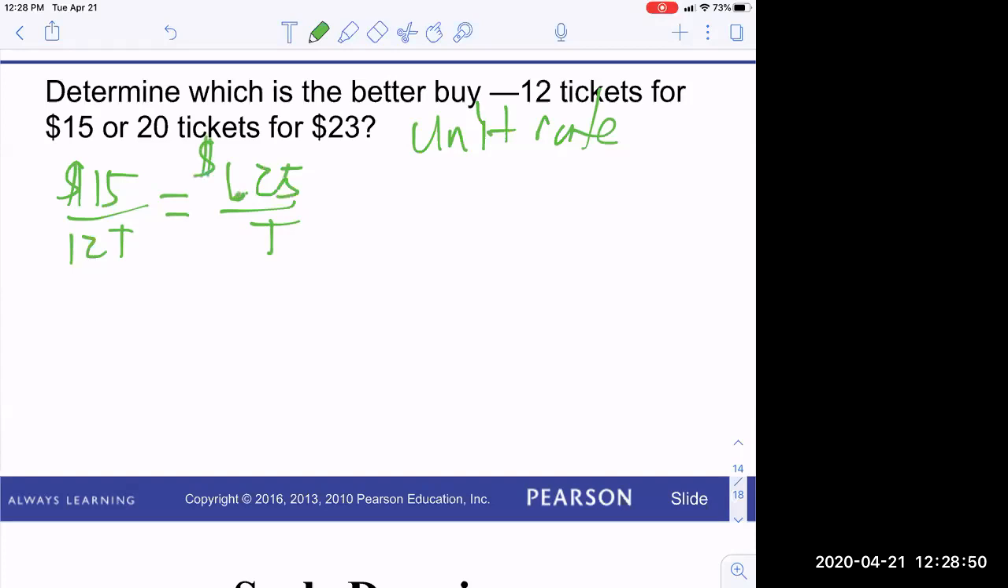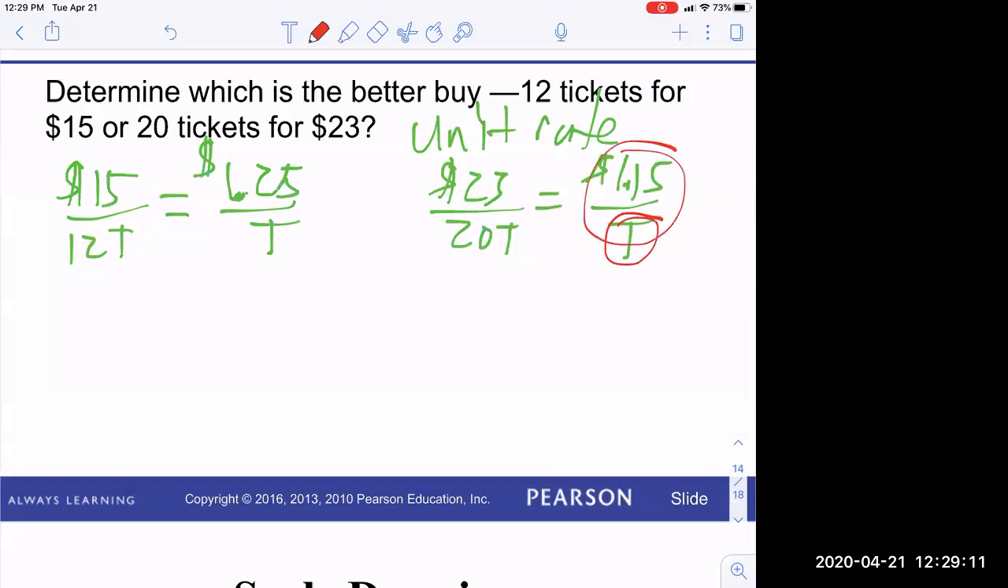Do the same thing here. I've got $23 for 20 tickets. Divide 23 by 20. I've got $1.15 per ticket. Again, same amount of tickets, less money, better buy. It's called a unit rate because we made our denominator 1. In this case, 1 ticket.